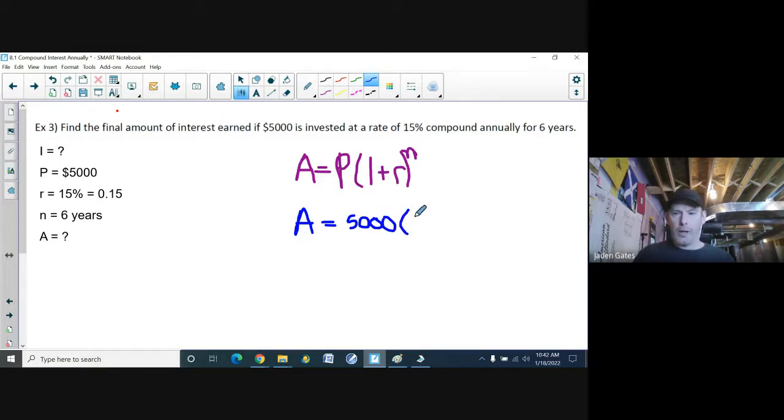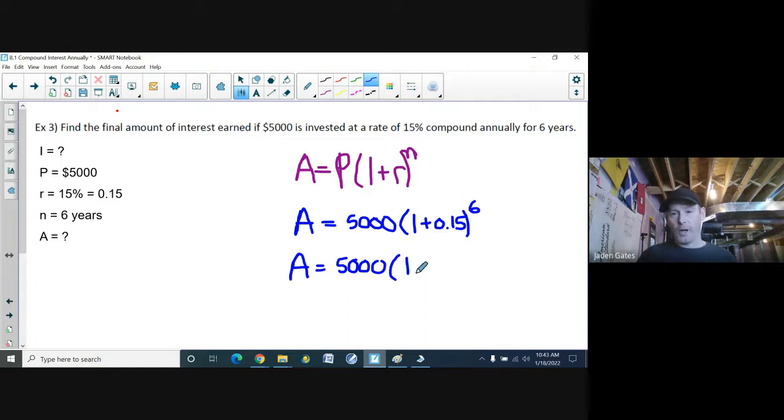I've got 1 plus my rate of 0.15. And this money is invested for 6 years. Okay, so once again, I've got to follow BEDMAS here. All right, so I've got to do the brackets first. So I've got my 5,000. Nothing crazy in the brackets here because I have 1 plus 0.15.